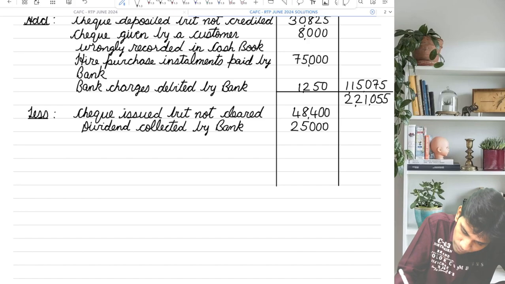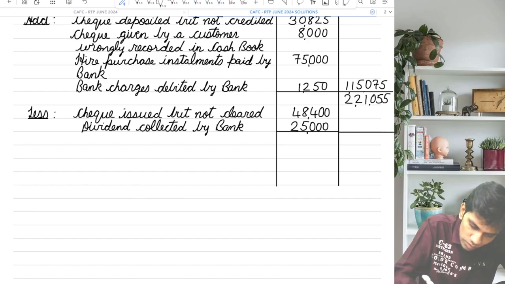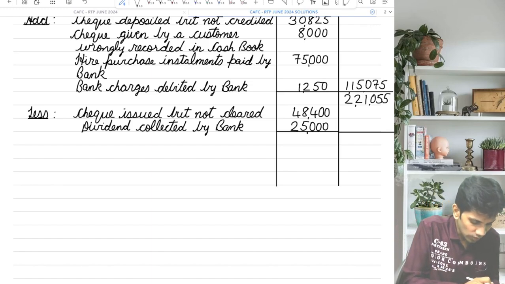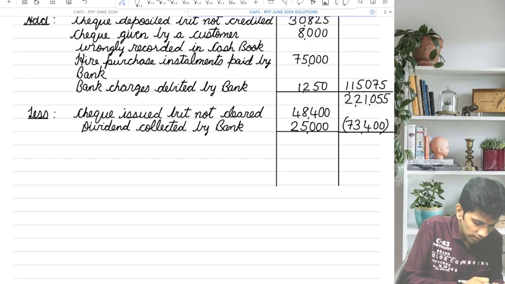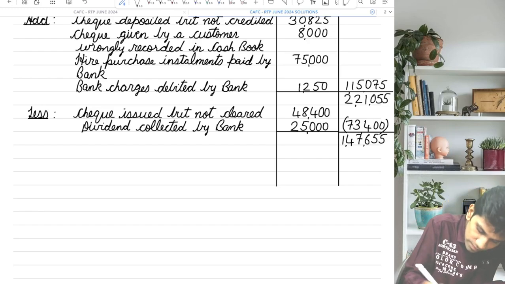$25,000. That's it. We have done both amounts of minus together. Let me check. 48,400 plus 25,000 comes to 73,400. We'll deduct this. 221,055 minus 73,400, we'll get 147,655. This is the balance as per cash book.